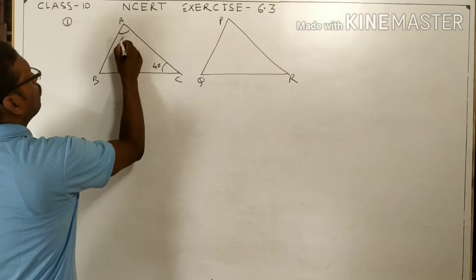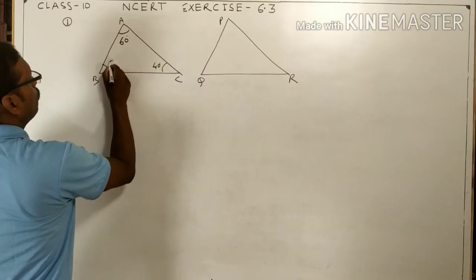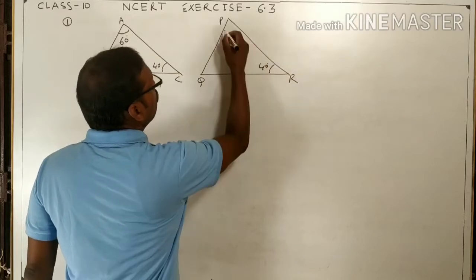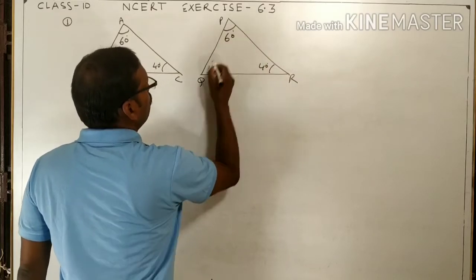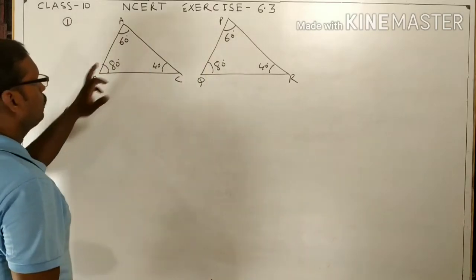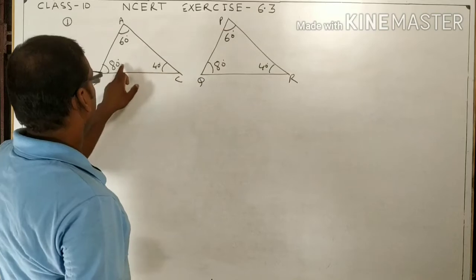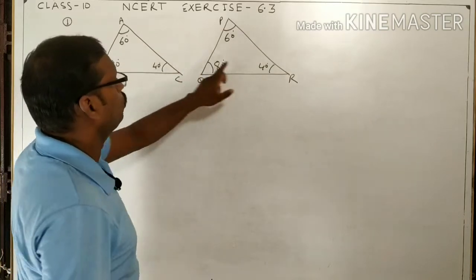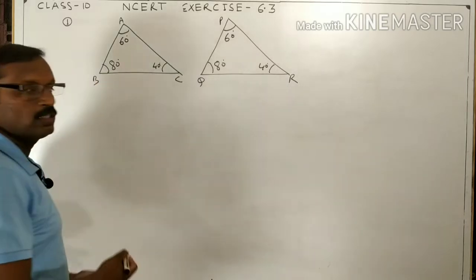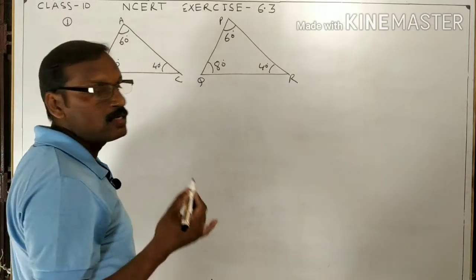40°, 60°, 80°. This is 40°, this is 60°, and this angle is 80°. So we clearly see that angle A equals angle P, angle B equals angle Q, and angle C equals angle R. So these two triangles are equiangular, and we know that equiangular triangles are similar.